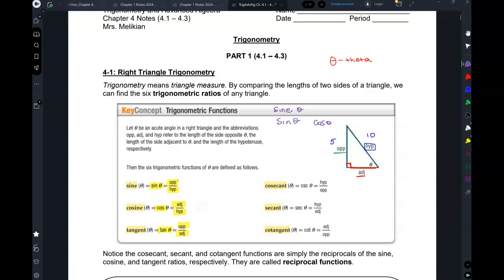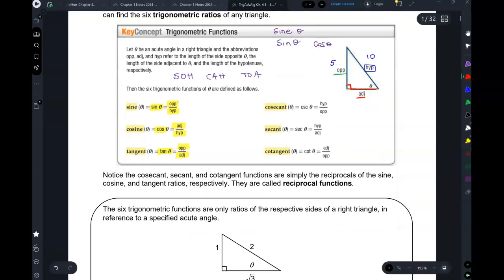And if you remember, back in the day, you learned SOHCAHTOA, right? So what did that stand for? Sine is opposite over hypotenuse. Cosine is adjacent over hypotenuse. Tangent is opposite over adjacent. Okay, so SOHCAHTOA. So remember that. Those will give you the first three trigonometric ratios.